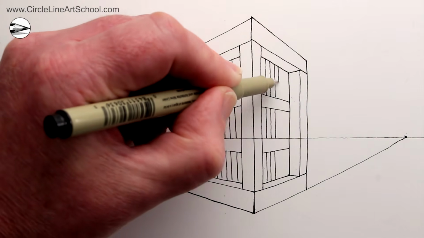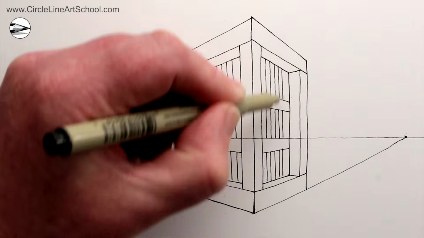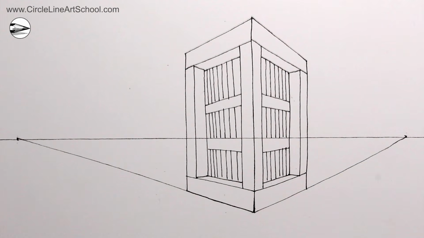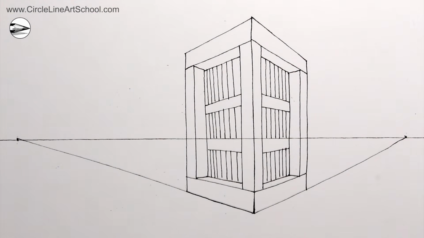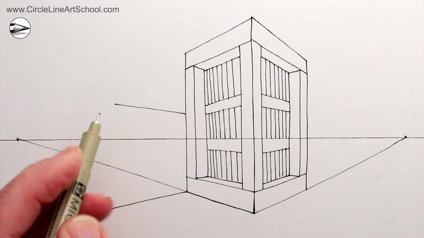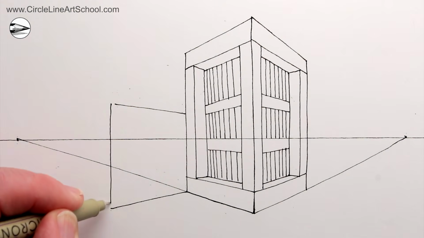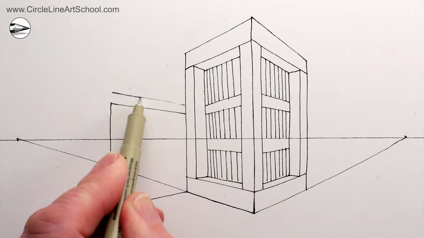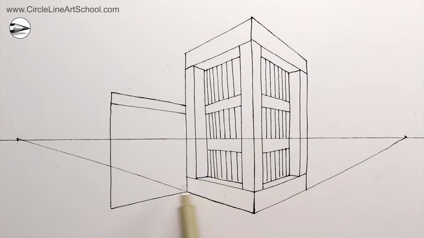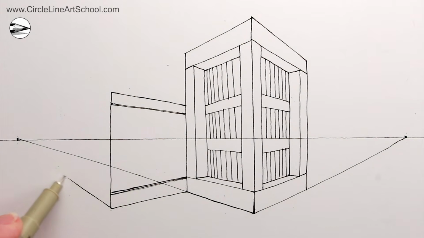Once you have added the lines you want on the first structure, we could extend the building on the left using the vanishing point on the right as a guide for all the receding lines that are going towards the right-hand side of our drawing. And then we can use the vanishing point on the left for all the lines of the new structure that are going towards the left.